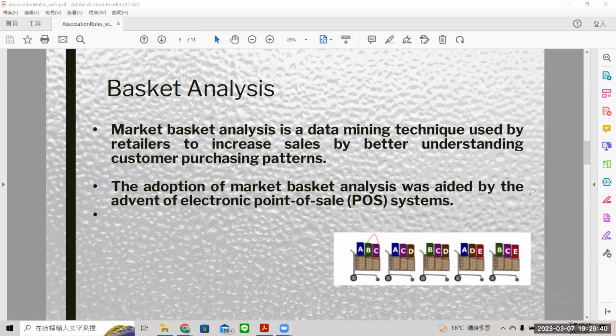So why does the website want to design an automatic pop-out window like this? Because they know if I push the C item out, maybe I have a 60% chance that you will buy the C item. So what is the benefit of using basket analysis? Well, that means I can promote my sales of the C items, right? So that is very useful.